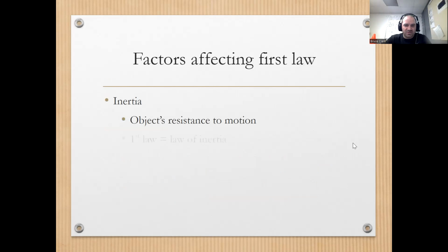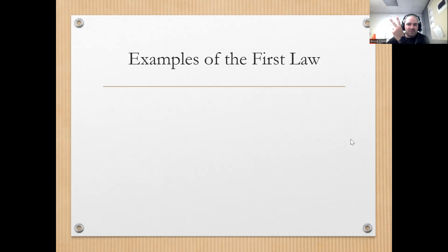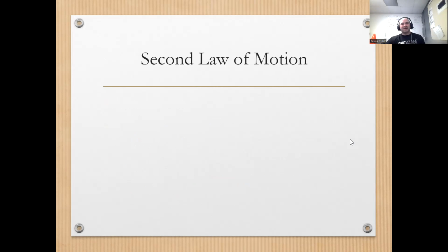Factors affecting first law of motion. Inertia, like I said, is your object's resistance to motion, very closely tied to its mass. Second law, that's what we want to talk about. Sorry, I want to get moving today.